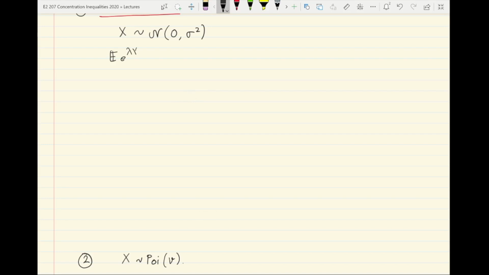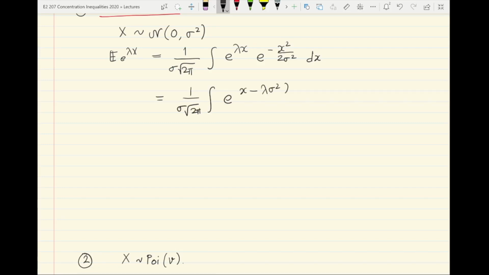The expected value of e raised to lambda x, by definition, is 1 over sigma square root 2 pi times the integral of e raised to lambda x against the Gaussian density. What one can do is complete the square in the exponent to make it x minus lambda sigma square, the whole square, minus 1 by 2 sigma square, into e raised to lambda square sigma square by 2, dx.